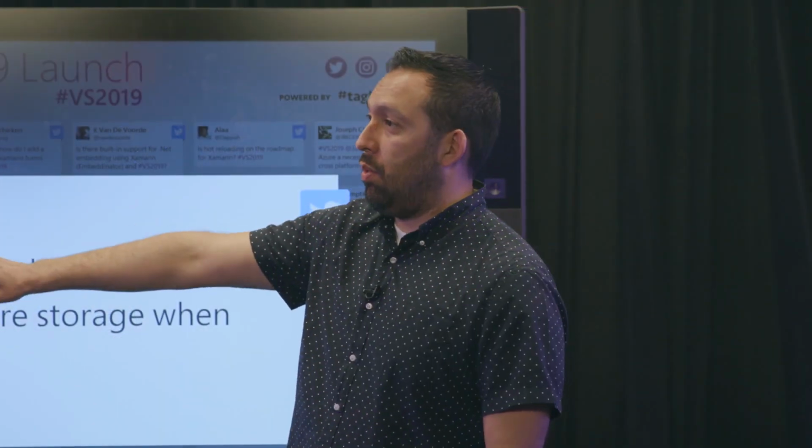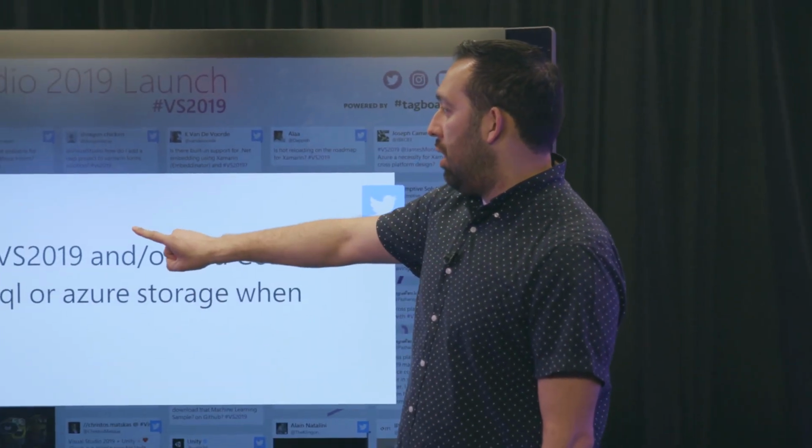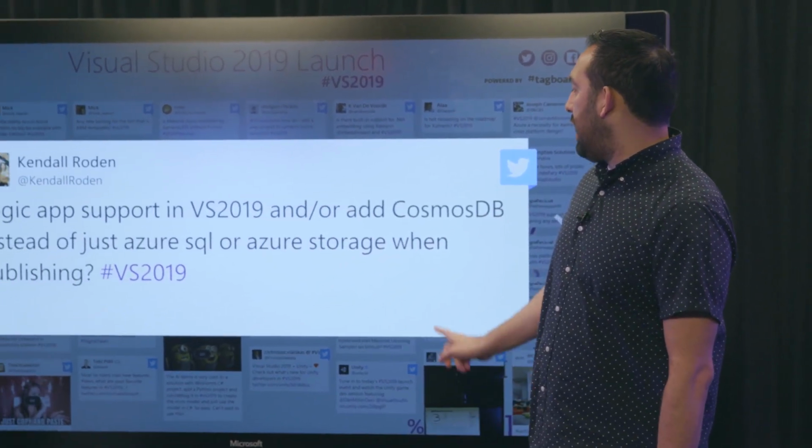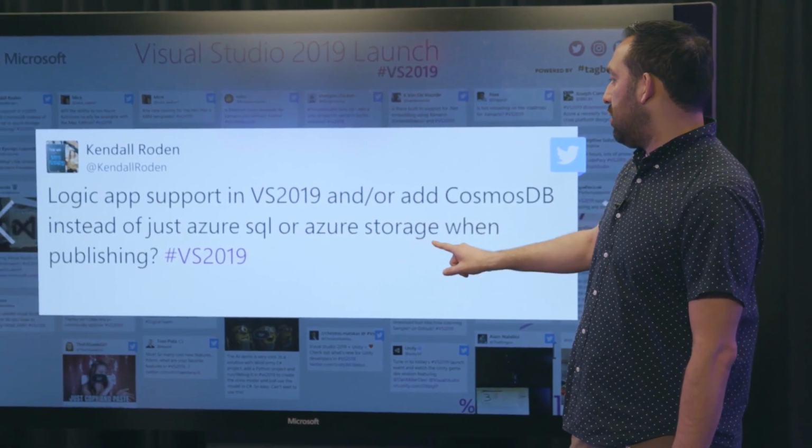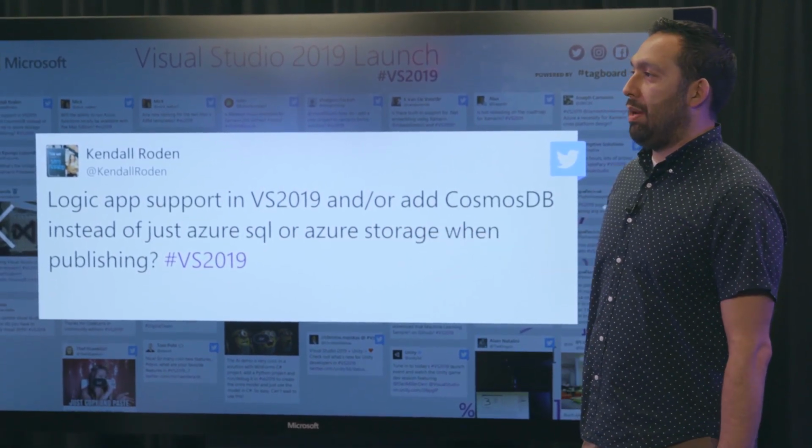So one more question, and then we'll wrap up if that's okay. From Kendall: Logic App support in VS 2019 and/or add Cosmos DB instead of just Azure SQL or Azure Storage when publishing. Is this something that we'll be able to do soon? I can answer the question. It's kind of two parts. So there are extensions for building Logic Apps for Visual Studio already today. So those should work. They're just a separate acquisition from the Visual Studio extension gallery. And then the Cosmos DB is on our radar. Again, give us that feedback and let people vote on it. It's simply a question of we'd like to do it. We just have to prioritize it against other asks and other work on our plate.